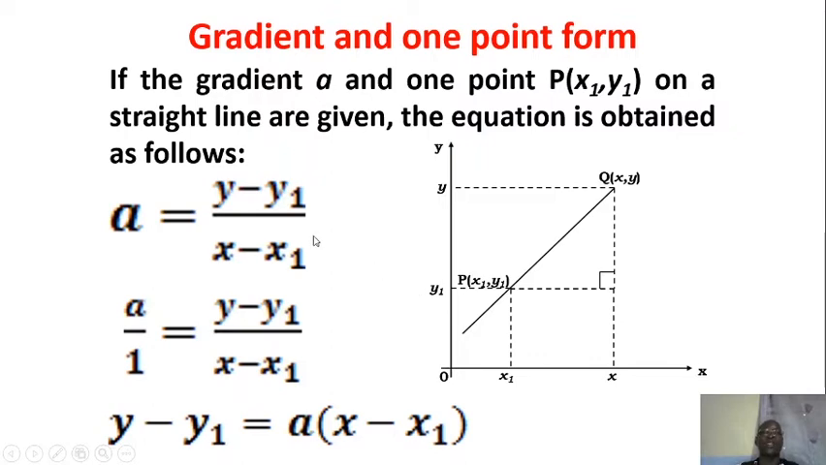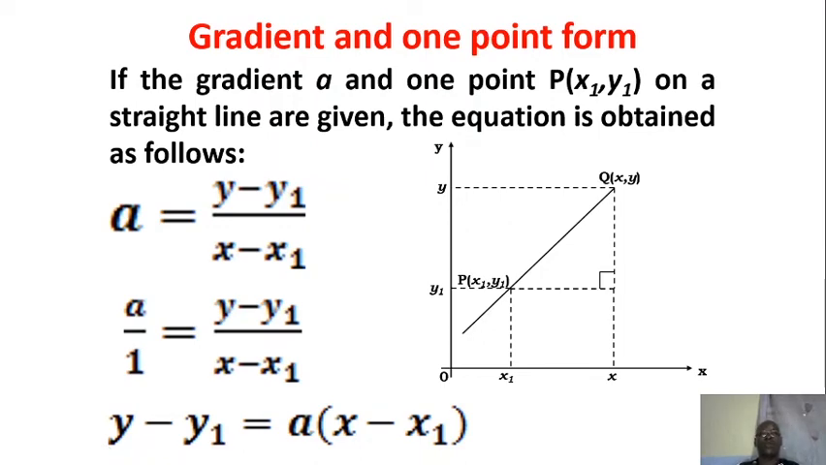Assuming we are given the gradient, the slope of the straight line must always be change in y-axis over change in x-axis, which is y minus y1 over x minus x1, as is stated here. So this A is simply A over 1. By cross multiplication, as you used to say, 1 multiplying y minus y1 will give you y minus y1 is equal to A multiplying this, which will give us A into x minus x1. This formula is what we call the gradient and one point form of a straight line equation.